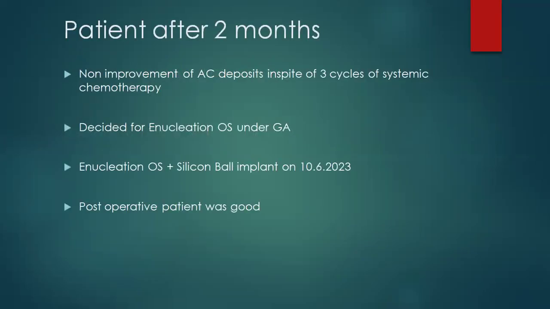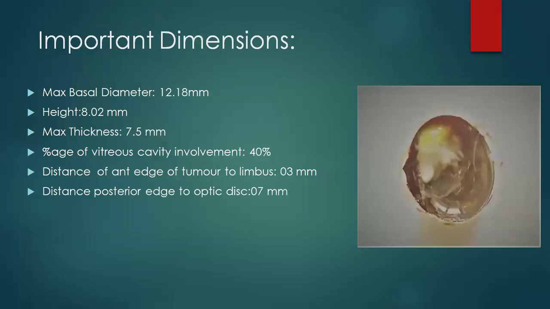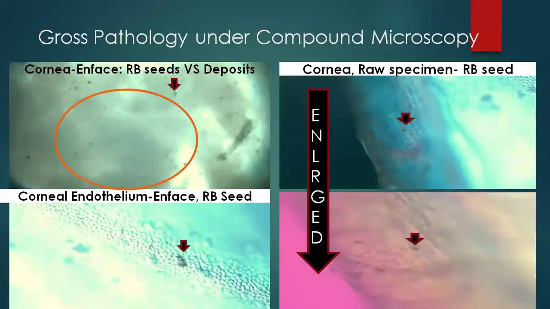Thereafter, the anterior chamber deposit did not improve after systemic chemotherapy, so we decided to enucleate the eye. Enucleation of the eye, in cross and cut section, showed the tumor by the Bradlow technique. And you can well appreciate the quite big tumor seen here.